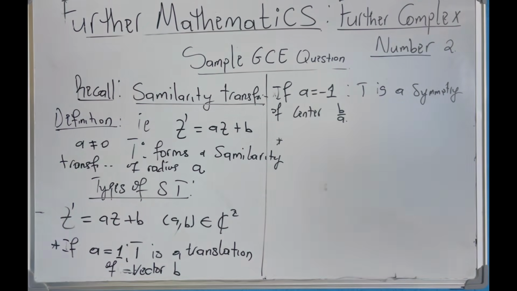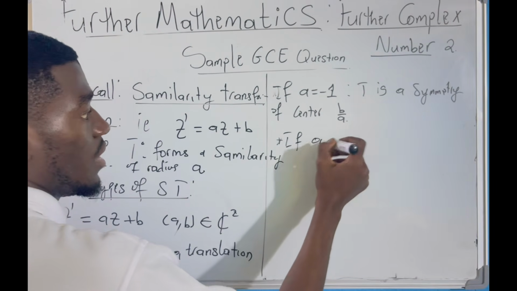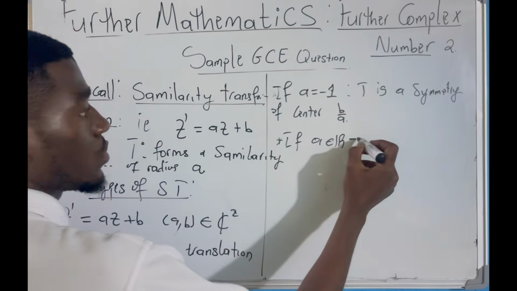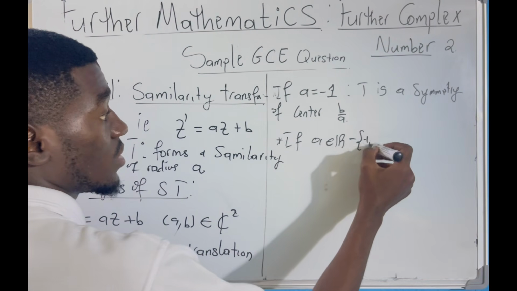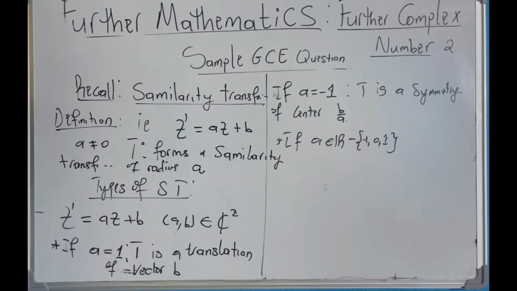The next condition is that if a belongs to the set of real numbers, meaning a is real, excluding -1, 0, and 1. So this means that a can take the value half, 2, 3, 4, or 1/3.